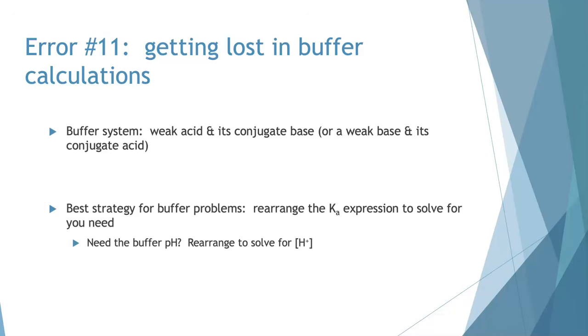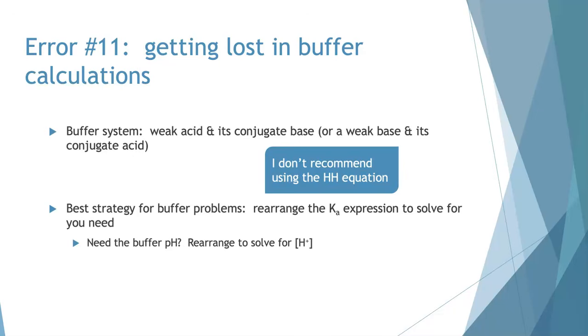I think and strongly believe that the best strategy for solving buffer problems is to rearrange the Ka expression to solve for whatever it is you need. If you need the pH of the buffer, rearrange it to solve for the H+ concentration, and then you can take the negative log of that. I recommend avoiding the Henderson-Hasselbalch equation. Yeah, I know it's on your formula sheet, but you know how to write Ka expressions. And I actually think it's a lot more flexible to rearrange your Ka expression to get what you need, rather than trying to rearrange the Henderson-Hasselbalch equation to get what you need. Because the Henderson-Hasselbalch is really just derived from the Ka expression anyway. That's my advice. That's what I'm sticking to.